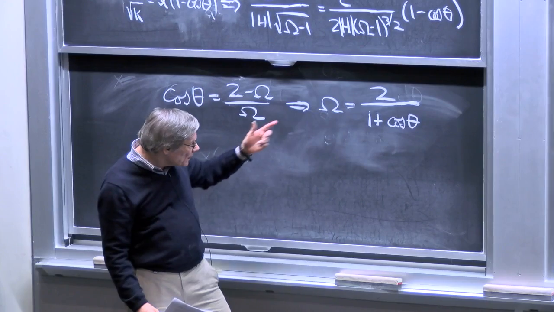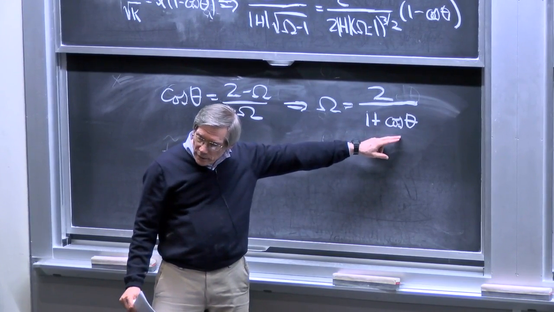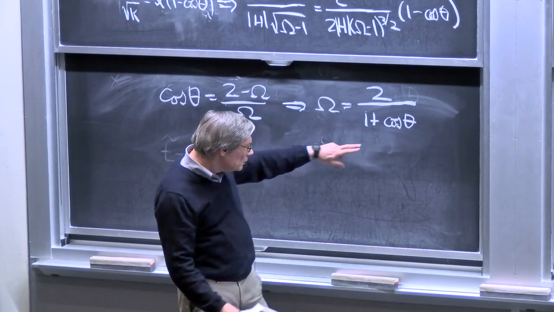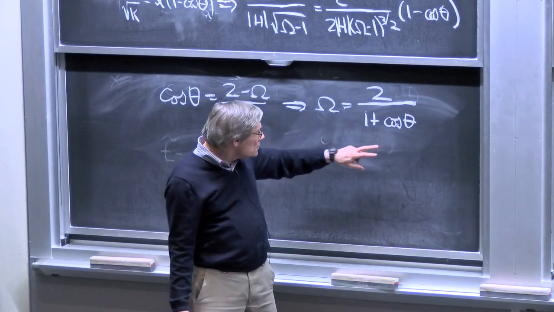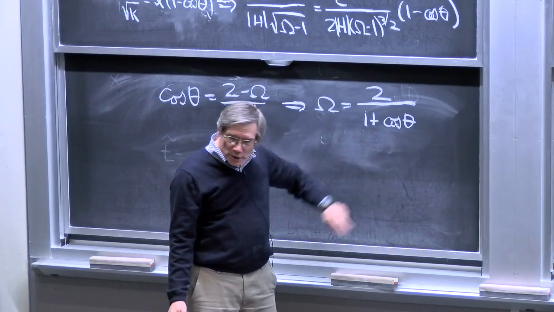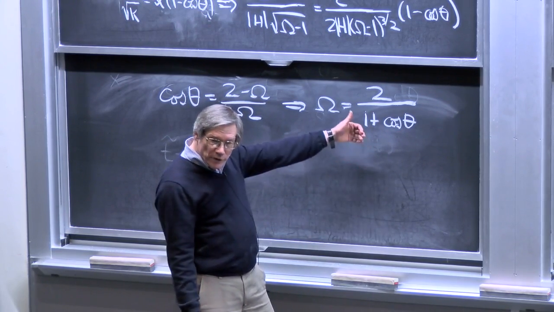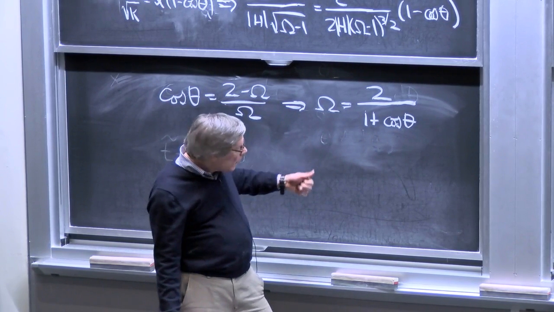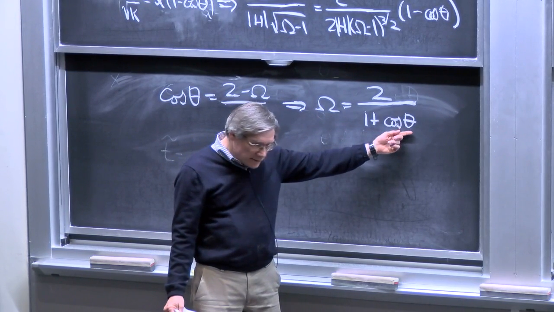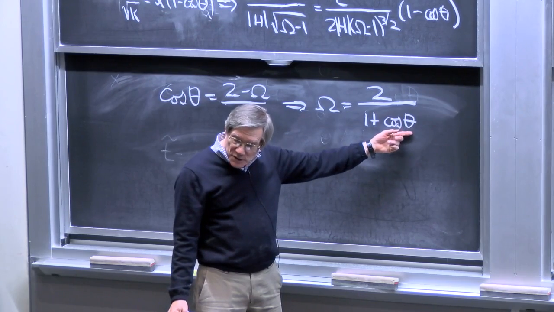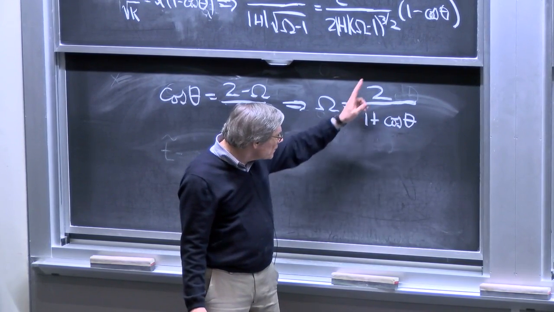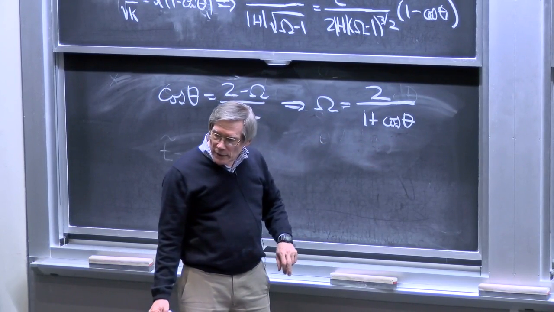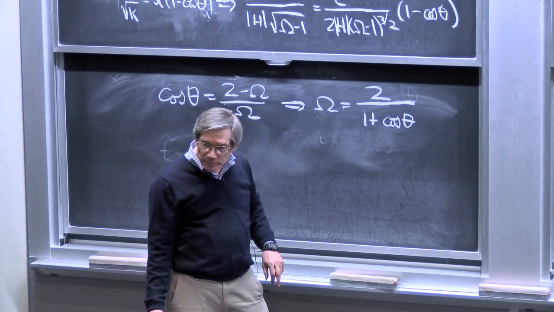At the very beginning, cosine theta is equal to 1. Theta is equal to 0. So omega is 2 over 1 plus 1, which is 1. So at very early times, omega is driven to 1, even in a closed universe. As theta gets larger, cosine theta gets less than 1. This then becomes more than 1. So omega starts to grow as the universe starts to evolve.